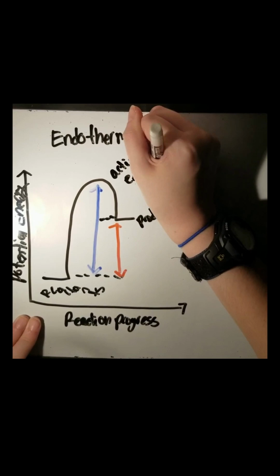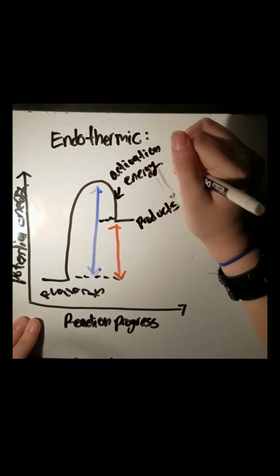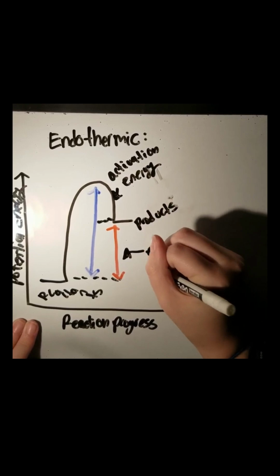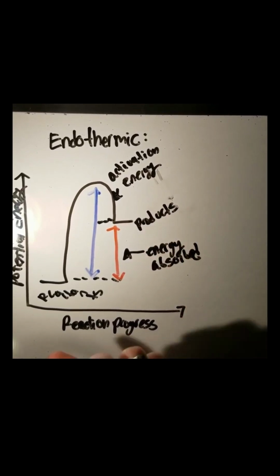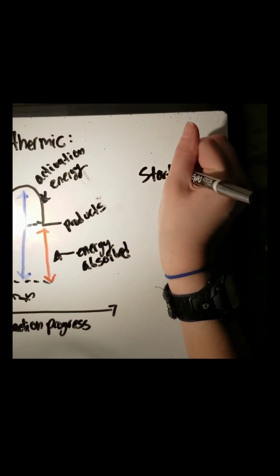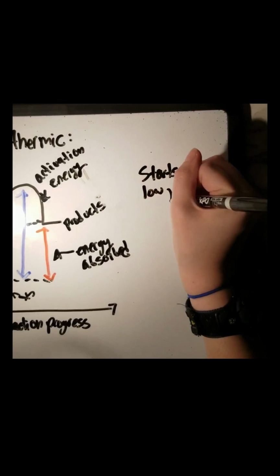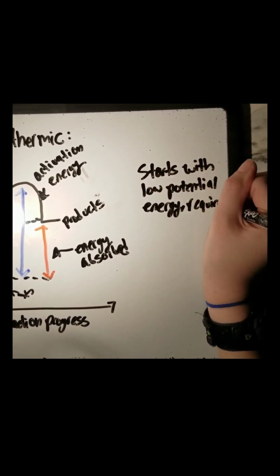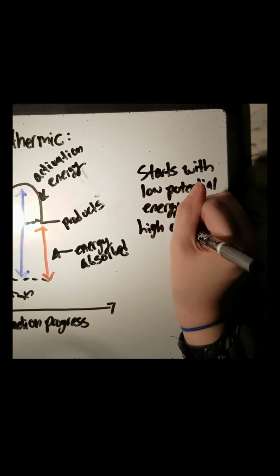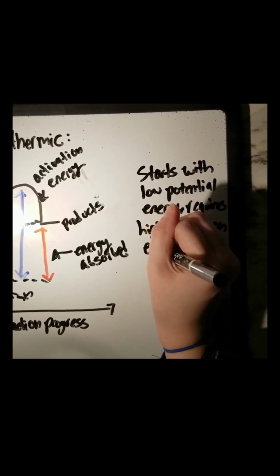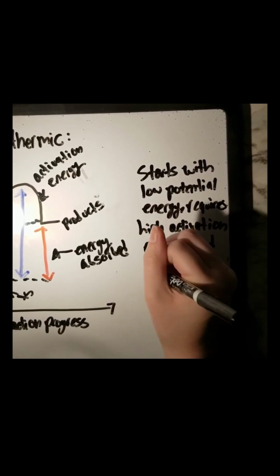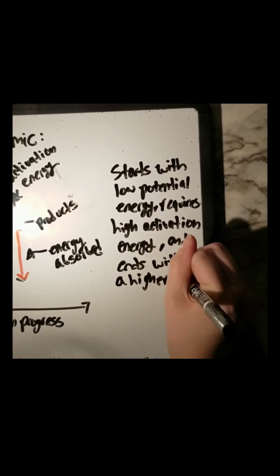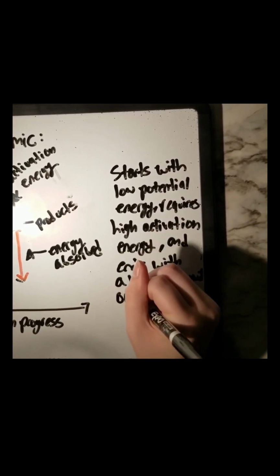So our activation energy, the requirement for the activation of the process, is much larger, meaning it takes more energy, and the energy absorbed is also quite large. So it starts with a low potential energy, requires a high activation energy, and ends with much higher energy than in the beginning, due to the energy absorbed.